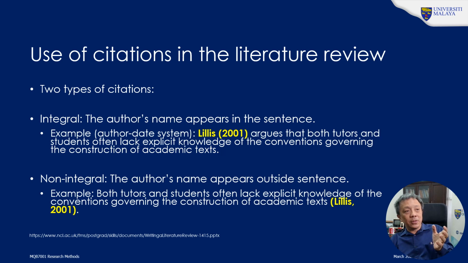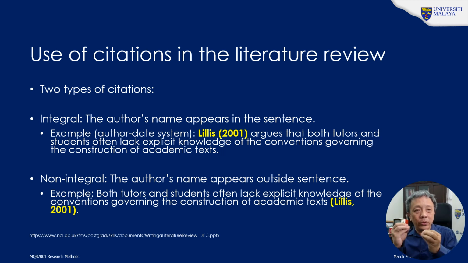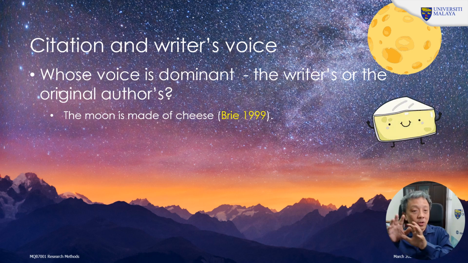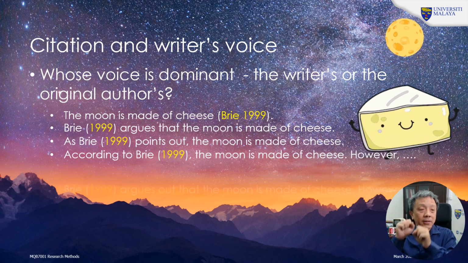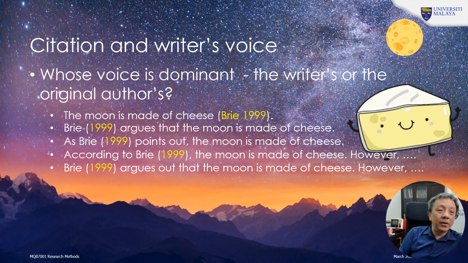What's the difference between the two methods? When do you use the integral method and the non-integral method? The integral citation, where the author's name appears in a sentence, should be used only when you want to highlight the author, as the author is one of the key players in your field of research, or is the person who developed the theory or the instrument that you're going to be using. You should limit the use of integral citation in your field. All right. Citation, writing, and voice. Whose voice is dominant, the writer's or the original author's? So these are some of the things. You just read and think about it.